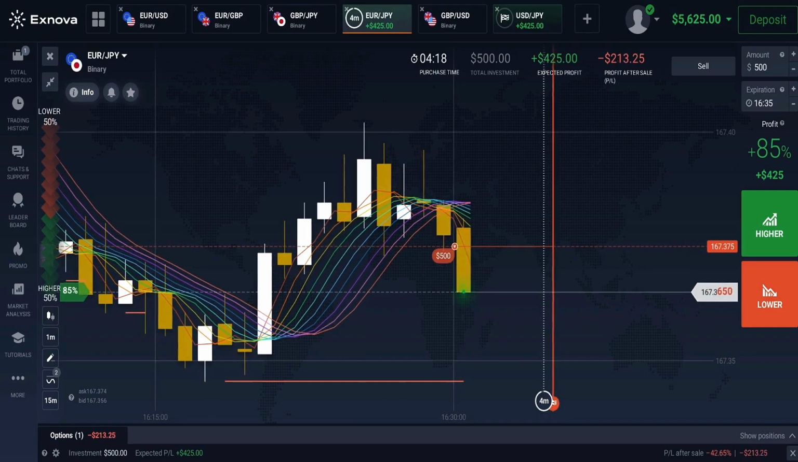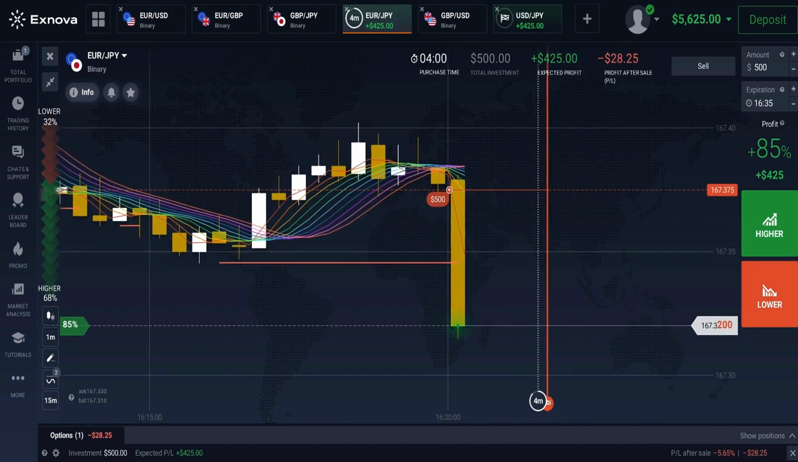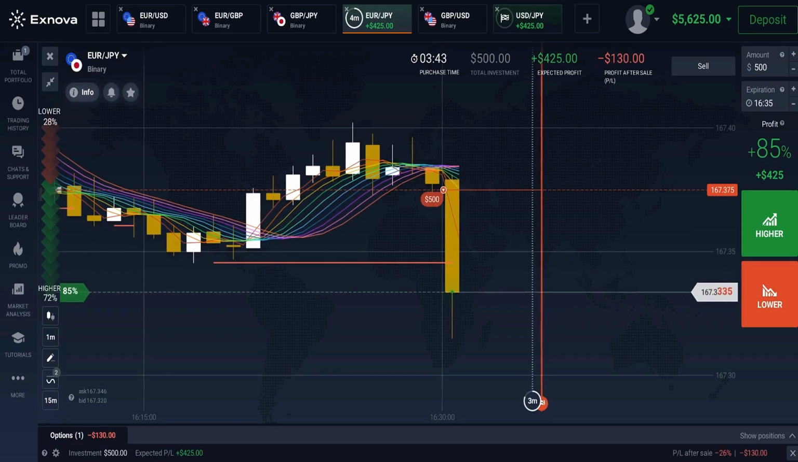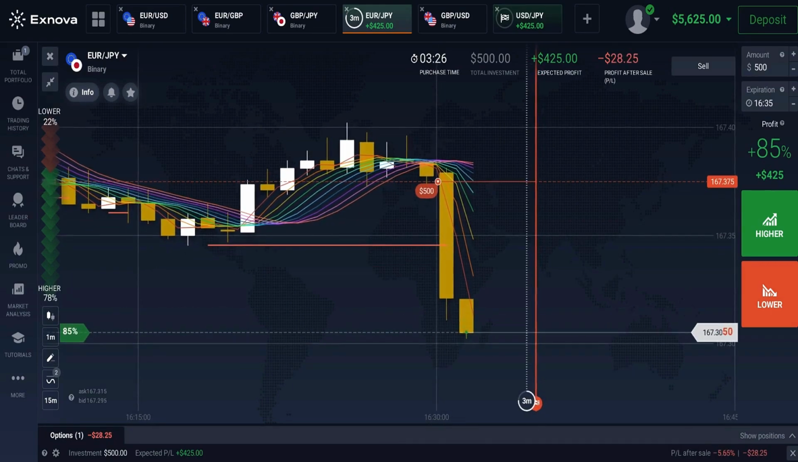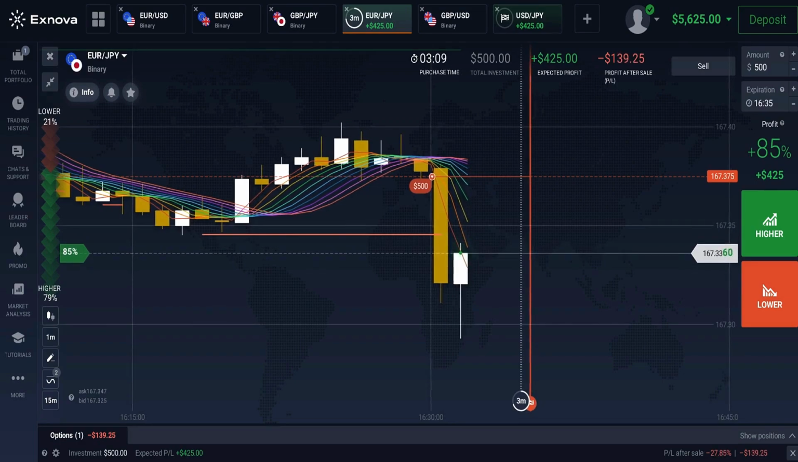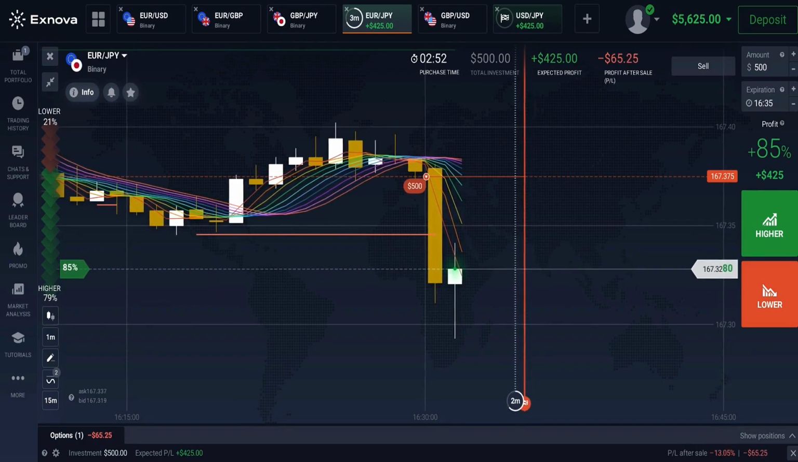Based on our strategy, this is an ideal setup for a sell trade. Here's why. The price has reversed from the resistance level. That's our first signal. All the lines of the rainbow moving average have crossed each other in a downward direction.